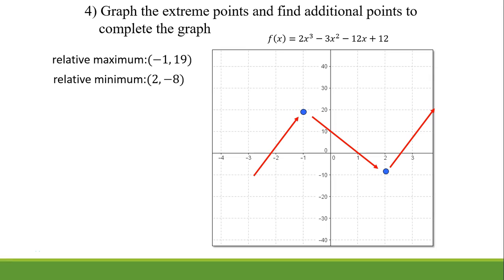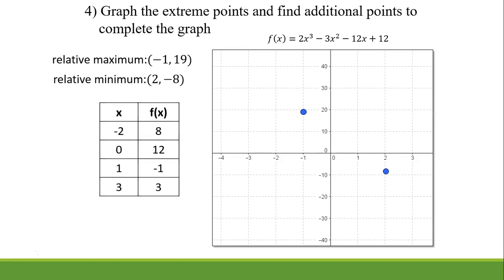It's got some more curves to it. So to figure out what those curves look like, we're going to find a few more points. So we'll pick some values for x that are around these points we've already found. We know what happens when x is -1. That's our relative maximum. We know what happens when x is 2. That's our relative minimum. So we pick some x values that are a little less or a little more than either of those x values.